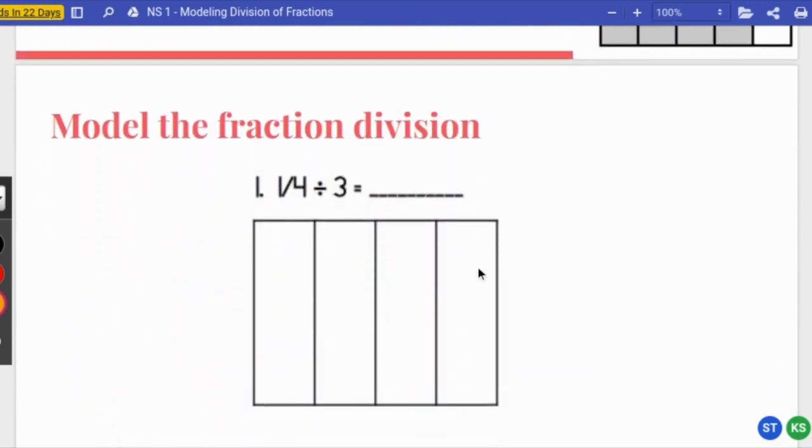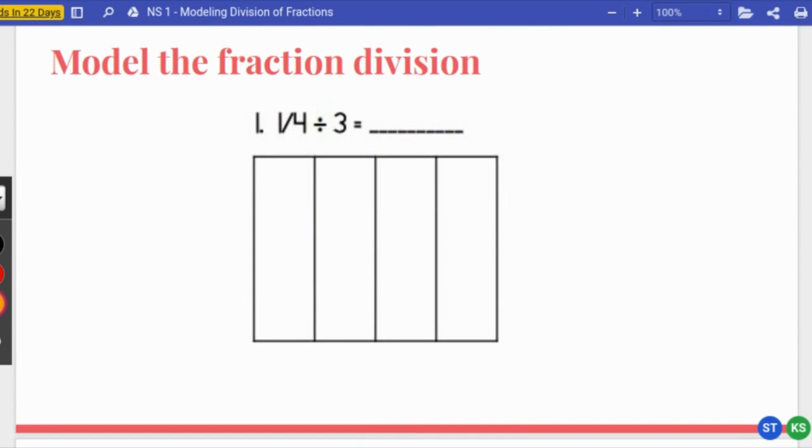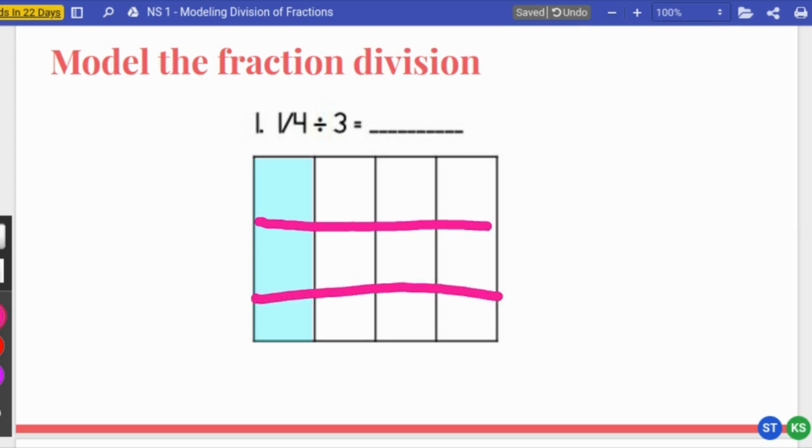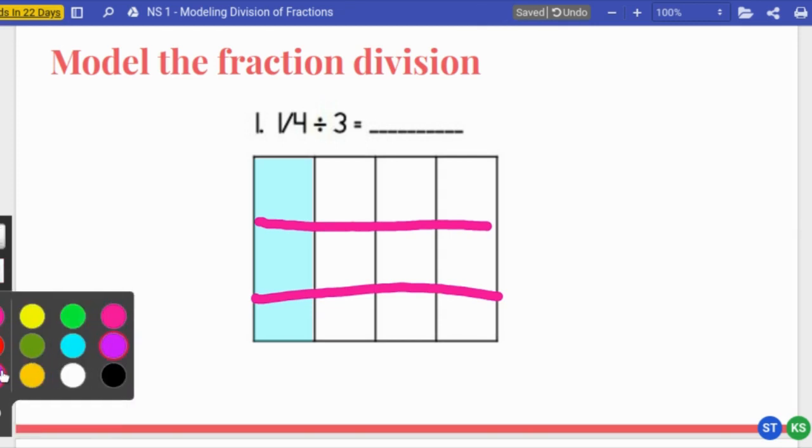So let's give that a try right here. We have 1/4 divided by 3. So here's the whole. It's divided into fourths, but I only have 1/4 of it. So I'm going to shade in 1/4 of my whole because that's all of it that I have. Now I am going to divide that into 3 groups, and I'm going to divide it all the way across. And now I am going to look at each of those groups.